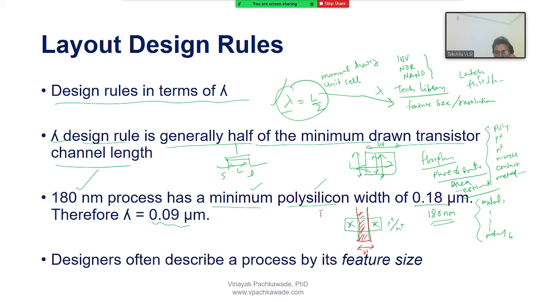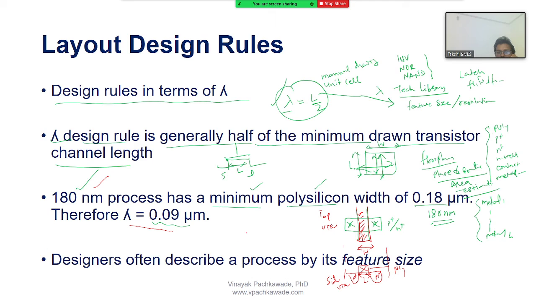So look, this is the top view, and this is how the side view will look like: P plus or N plus, whatever, and this is your poly. So this is the top view and this is the side view. This width of the poly from the top view is your channel length in the side view of a transistor. So remember this. The minimum polysilicon width is 180 nanometers, so lambda will be half of that.